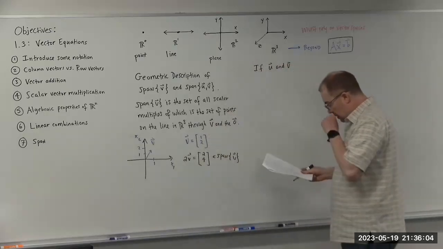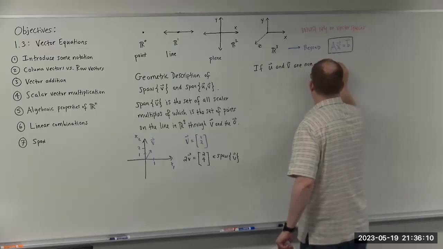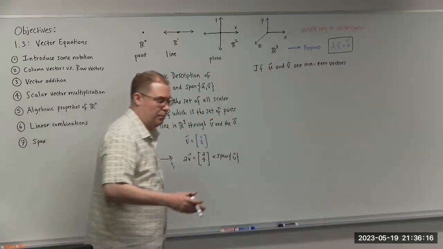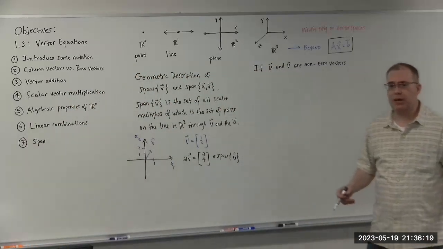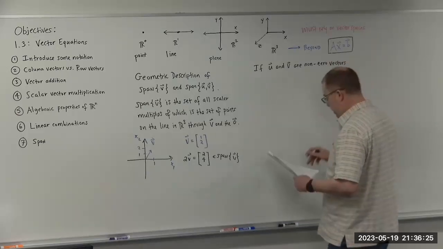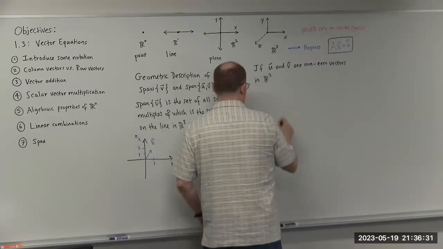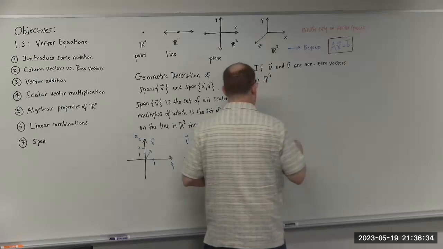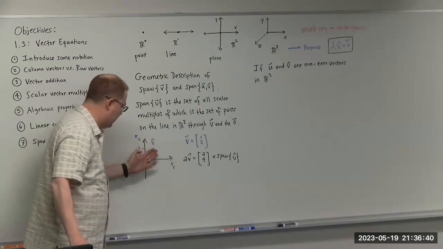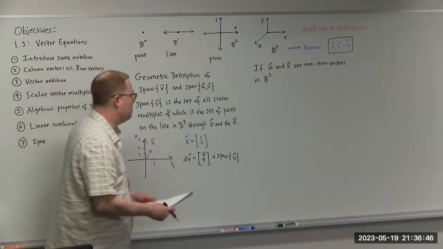So if u and v are non-zero vectors in R3. Why does it have to be non-zero vectors? You'll understand why that is when we get to vector spaces. I'm just using R3 because that's what we're assuming here. When something lives in R2, it's already in R3, so the plane is already in R3. It's just to be consistent.